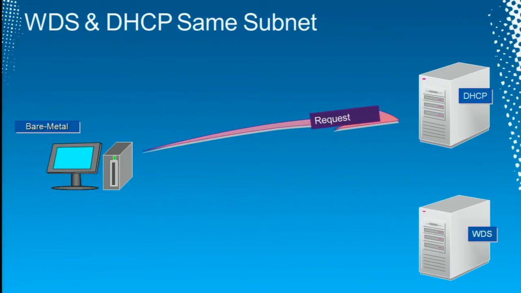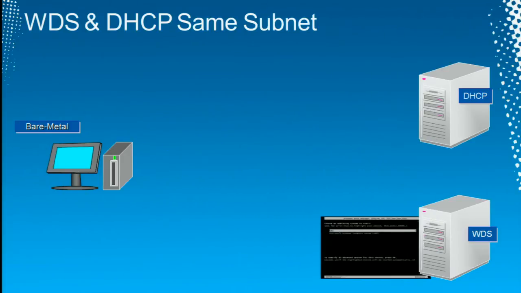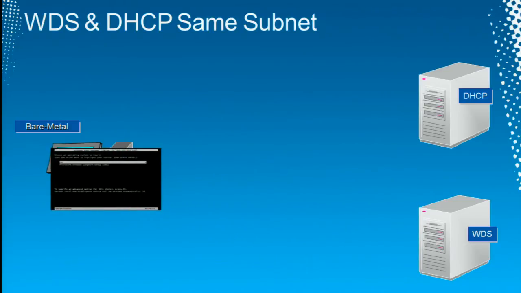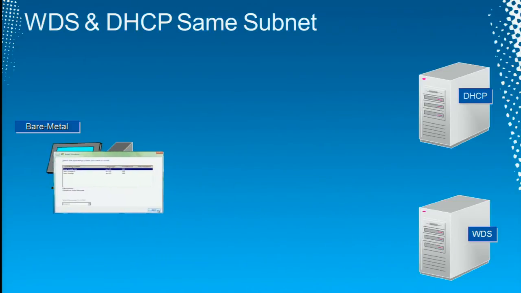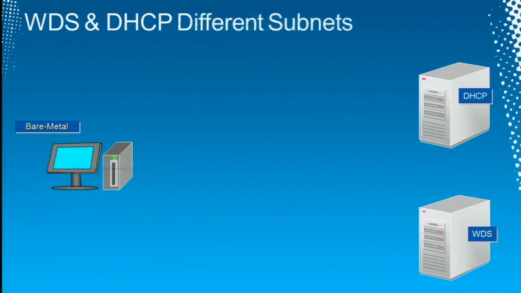The request goes back to the DHCP server, acknowledgement. You get your list of boot menus, and you get your list of operating system images to install. Everything works fine. Now, how many of you have one subnet? All your clients are on it, all your servers are on it. I think three people. So you can pretty much install it and you're good to go.